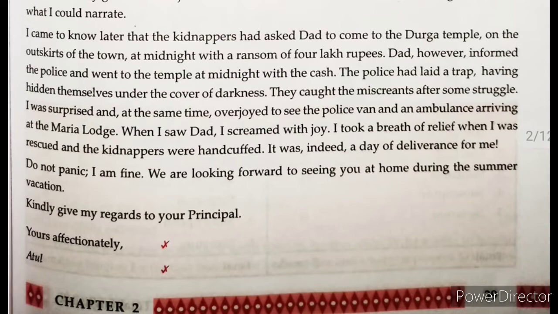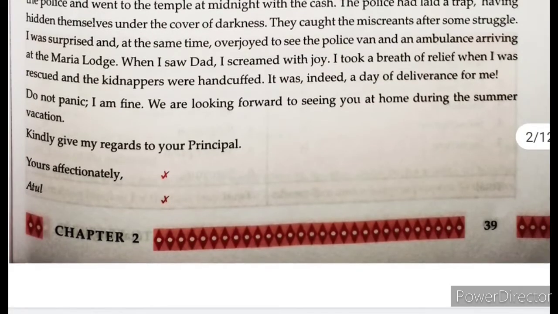Now, for example, when you are writing to somebody younger than you or of your age group, then you can write yours affectionately or lovingly. So things like that. So here you can see that yours affectionately has been written and then comma and then the first name. The first name has been written Atul as the first name. So that is on page 39 for class 10 Total English book.